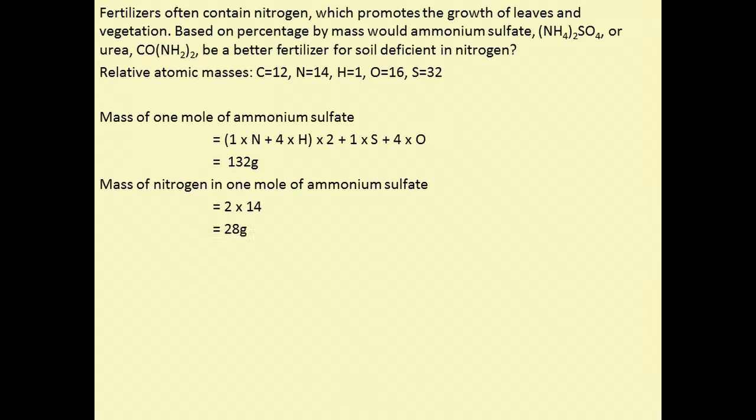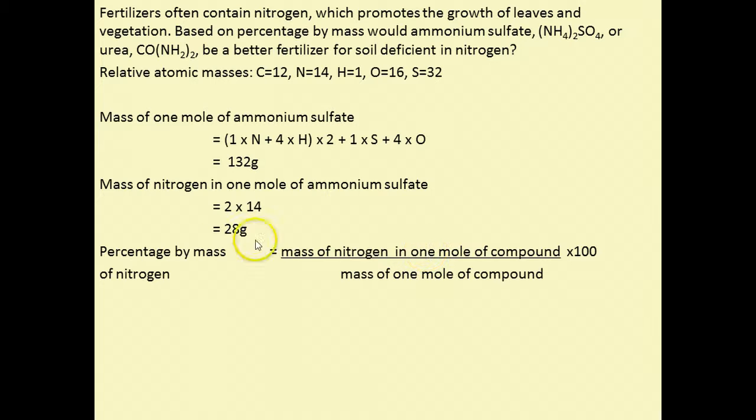28 grams of nitrogen. Percentage by mass of nitrogen in 1 mole of ammonium sulfate will equal the mass of nitrogen in 1 mole of a compound, 28 grams, divided by the total mass of 1 mole of ammonium sulfate, 132 grams, times it by 100 to get it to a percentage, and it consists of 21.2% nitrogen.